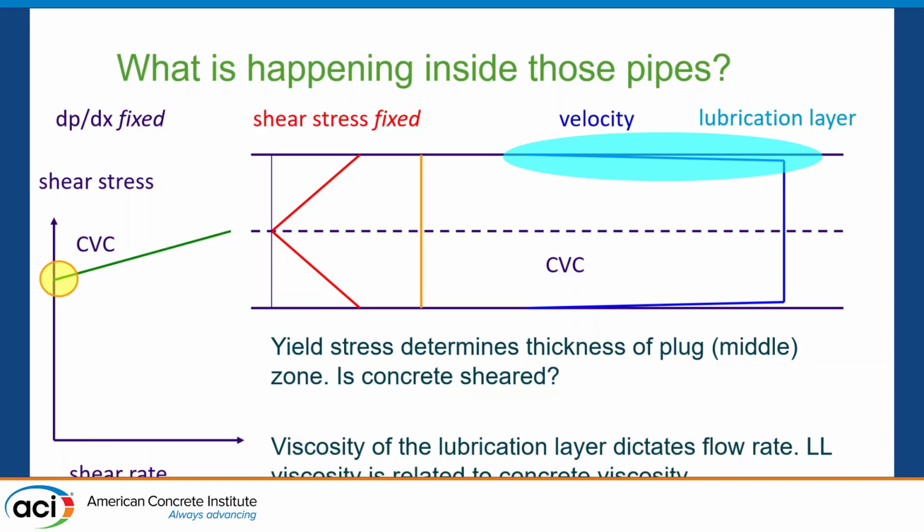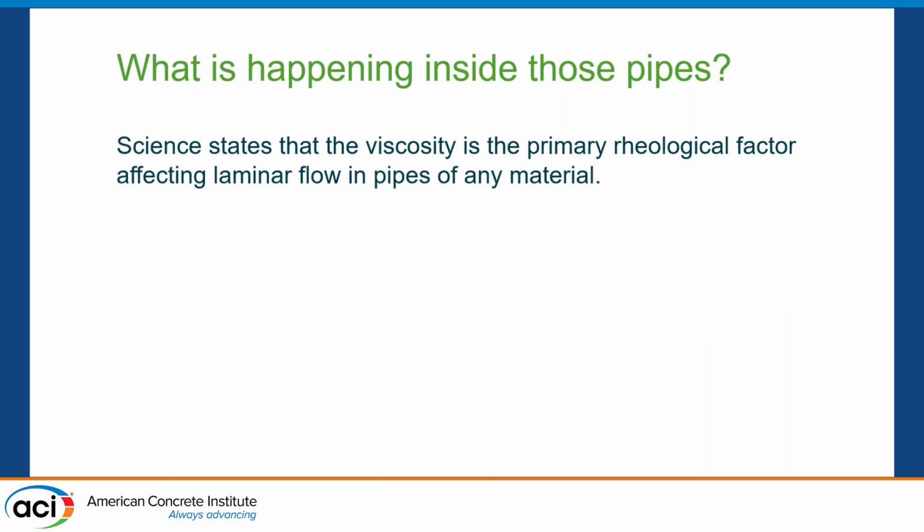The yield stress of the lubrication layer does not really matter too much, right? The other thing is that the viscosity of the lubrication layer is related, not a perfect one-to-one, but related to the viscosity of the concrete. So yield stress is just determining the thickness of that zone, and that's about it. So, science. If I pump oil, it doesn't have a yield stress, right? And if I change the viscosity of the oil, I'm going to change the pressure I need to flow at a certain flow rate, right? So if you look back into anything fluid mechanics, the viscosity is your primary factor that is affecting, especially in laminar flow, any material in a pipe.